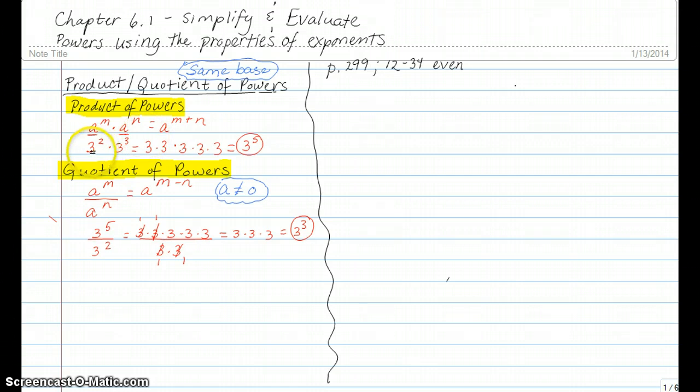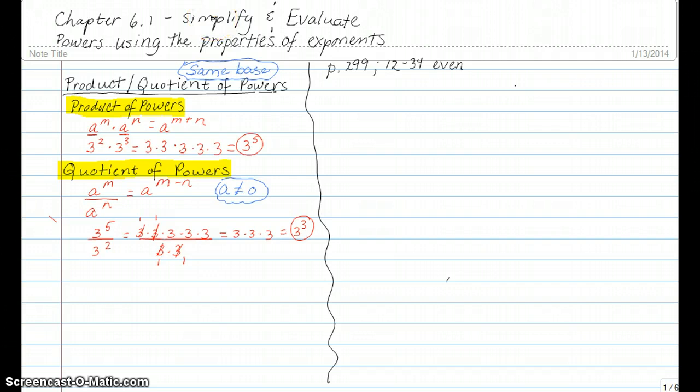So for instance, here's a numeric example. 3 to the second times 3 to the third. Well, the bases 3 are the same. You have 2 3's, 1, 2, and then you have 3 3's, 1, 2, 3. Which if you look at this, 3 times 3 times 3 times 3 times 3 is the same as 3 to the 5th. Now I've done simplification only, I have not evaluated, so we're only simplifying right here.